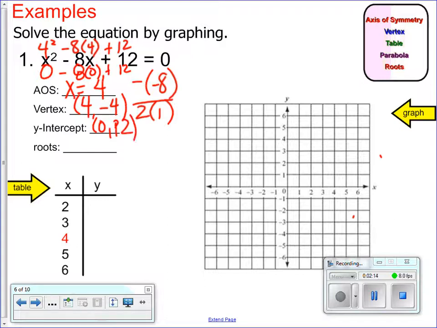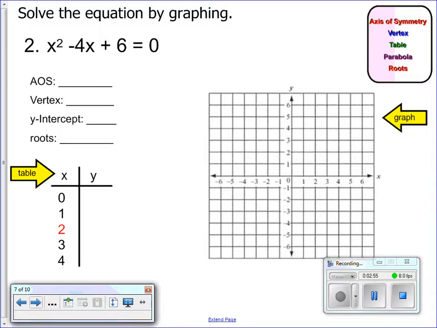To find the roots, I'm going to have to graph it. So I'll put my 4, negative 4 in the middle, and then if I plug in 2, I get 0. If I plug in 3, I get negative 3. If I plug in 5, I get negative 3. And if I plug in 6, I get 0. So I'll go ahead and graph that at 2, 0, 3, negative 3, 4, negative 4, 5, negative 3, and 6, 0. And there's my parabola. So I see that my roots are 2, 6, in braces.